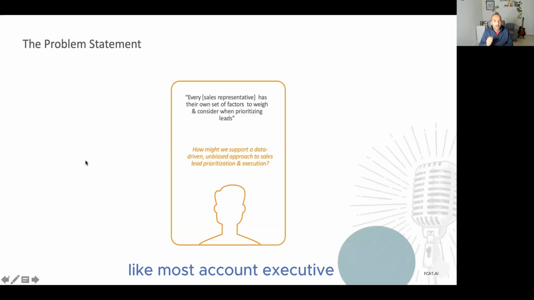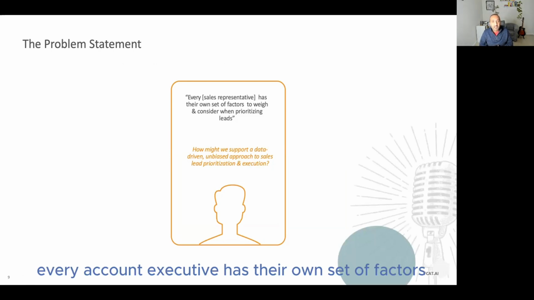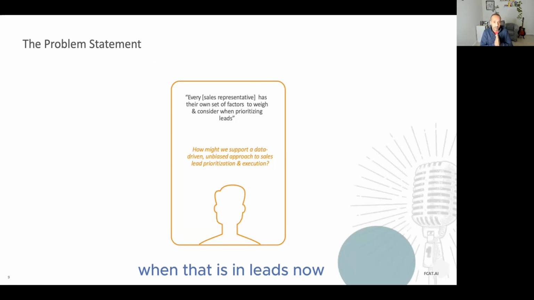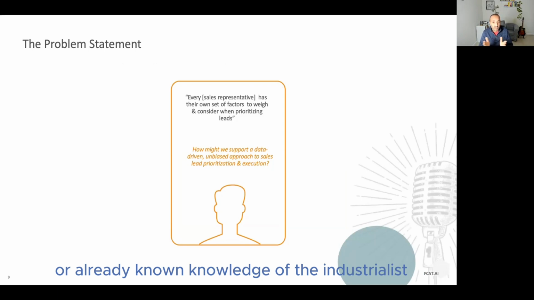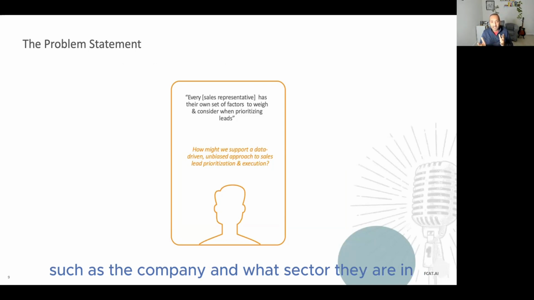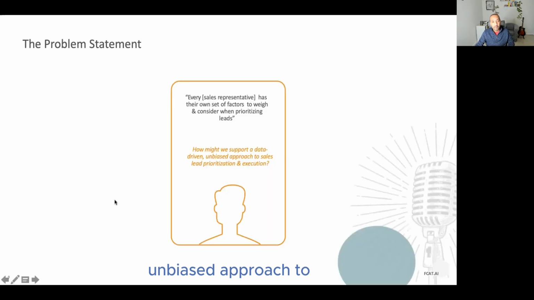Like most account executives, there are a lot of potential customers or leads. And every account executive has their own set of factors to weigh and consider when prioritizing leads. Now, it could be the company size or participants or assets or already known knowledge of the industry, such as the company and what sector they are in. In the orange text below, you can see the problem that my team was assigned: how can you support a data-driven, unbiased approach to sales lead prioritization?